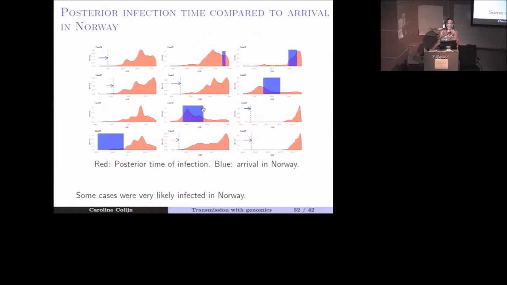So we can actually estimate about 25% of the cases in the whole data set, not just in this little tight cluster, were probably infected in Norway, and that has public health consequences for how TB occurring in people from parts of the world where there's lots of TB is interpreted in Norway.